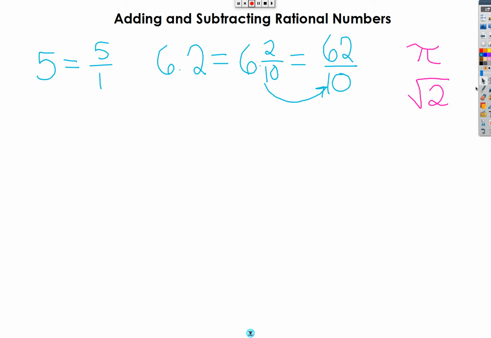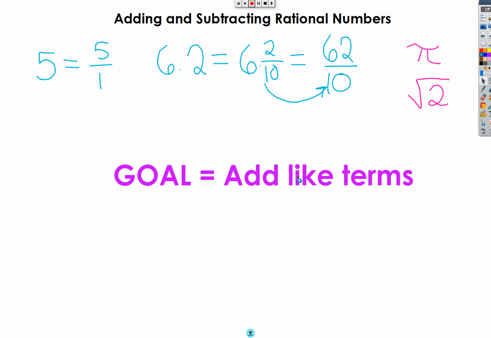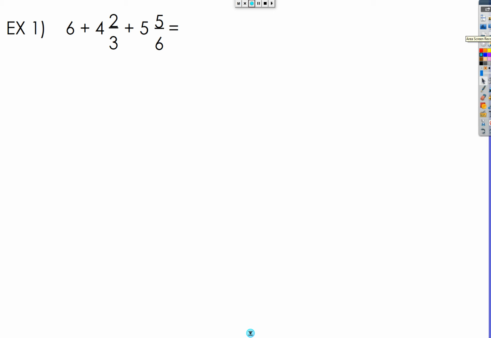And so what you're going to find is adding and subtracting rational numbers means we're going to be adding integers, which are your positive and negative whole numbers including 0, and decimal values, and mixed numbers or improper fractions. And so our goal will always be to add like terms. So if you have a problem with fractions and decimals, we're going to decide, is it better to convert into decimals or is it better to convert into a fraction? So here's our first problem.